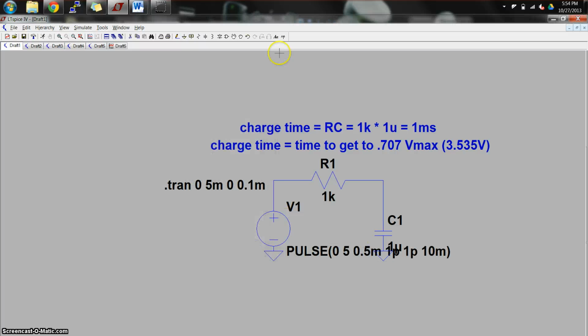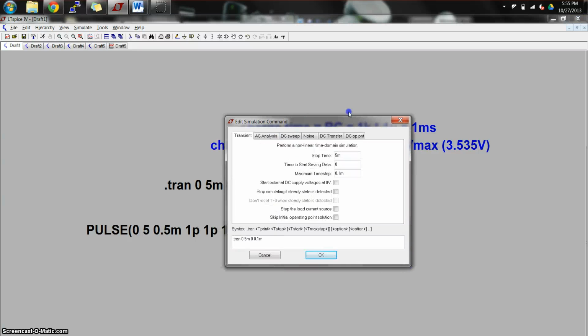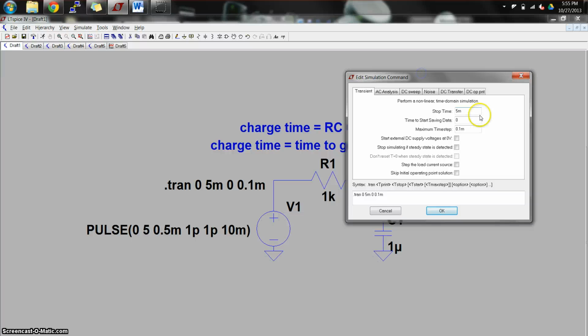So click OK. I don't like how it's over here, so I'm going to move it over here. Then I did a transient response. If I go to Simulate and click Edit Simulation Command, it brings up this edit command card here.